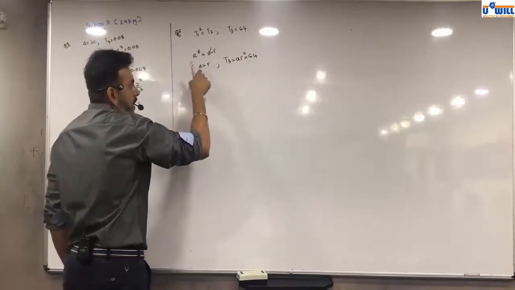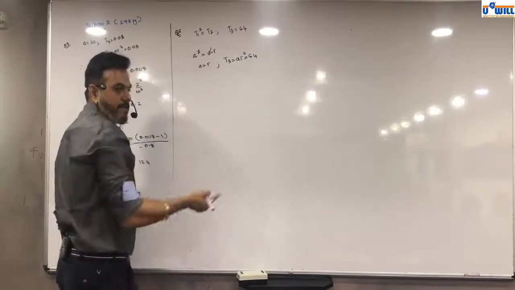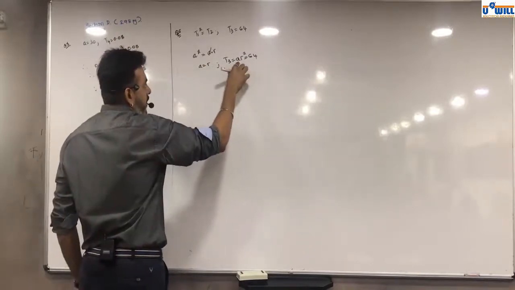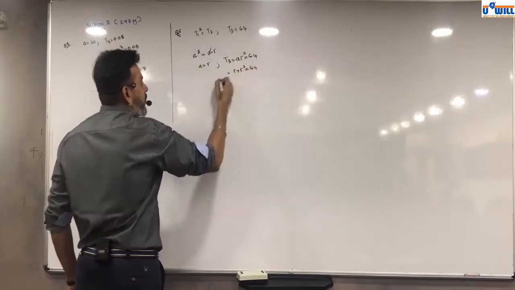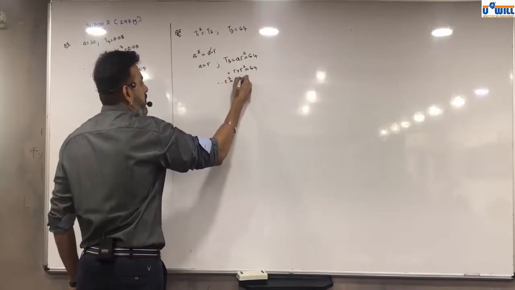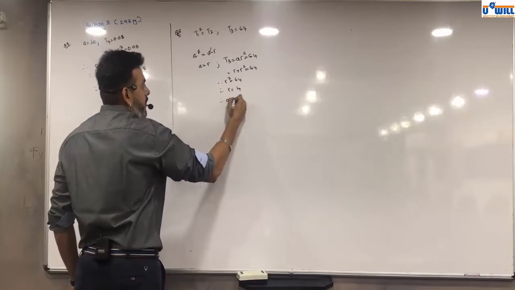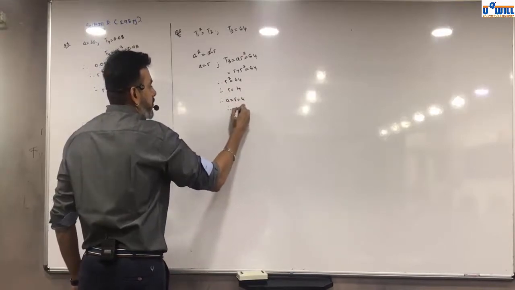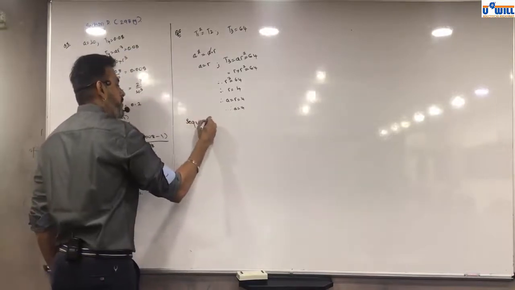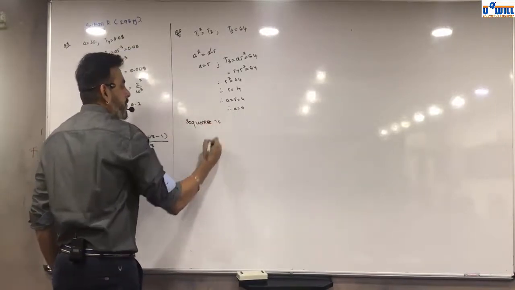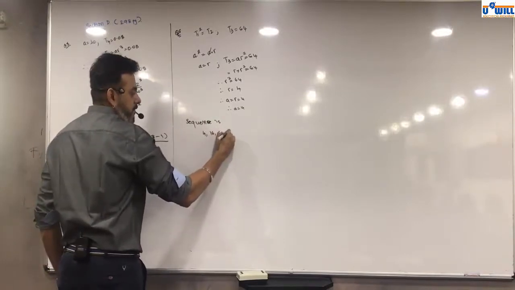Now, A को क्या लेंगे? R. या R को A लो या A को R लो, doesn't make a difference. So what I'll do is take A as R. So R into R square is equal to 64. Therefore R cube is equal to 64. Therefore R is equal to 4. So therefore A is equal to R is equal to 4. So what's the sequence? First will be 4, 4 into 4 is 16, 64.